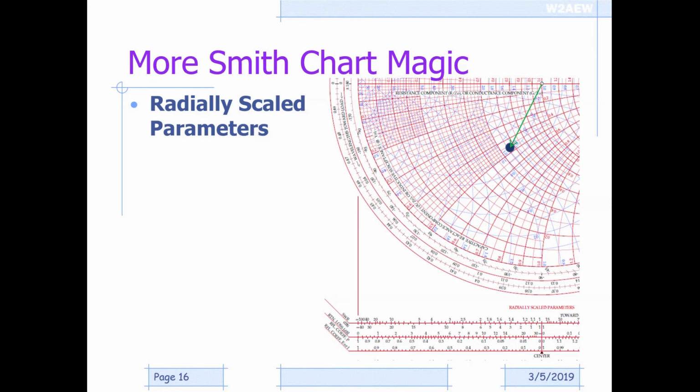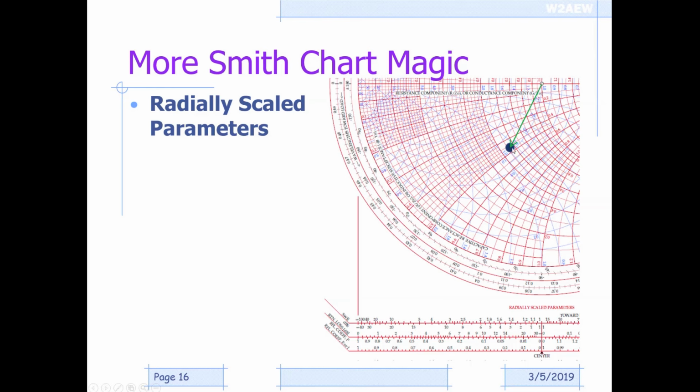A little bit more Smith chart magic, some other detail that's on here. Let's talk about what are called radially scaled parameters. These are the parameters that you see down along the bottom axis. There's a number of them there, but we'll talk about the most common ones.